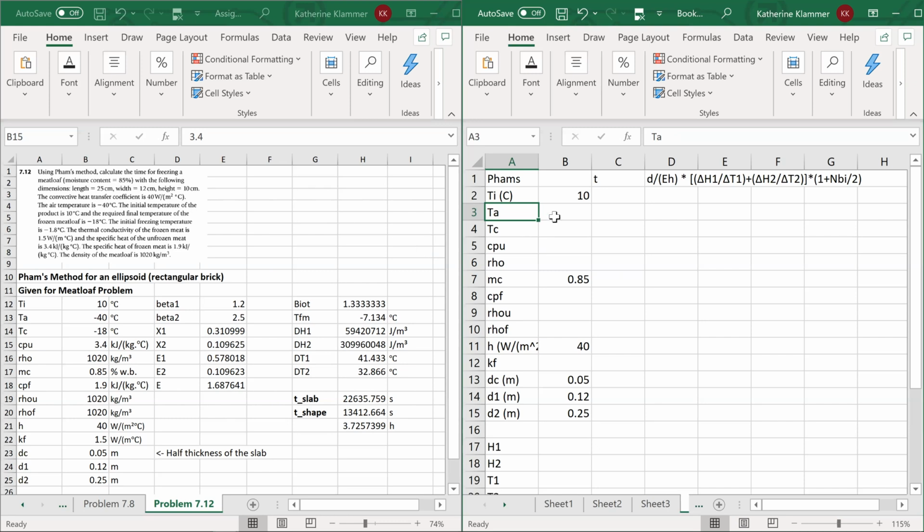Air temperature is -40, so TA is -40. Initial temperature, oh, we already did that. And the final temperature of the meatloaf is -18, so that's TC in this case. Thermal conductivity is 1.5, and he did that as KF. And that's in watts per meter.